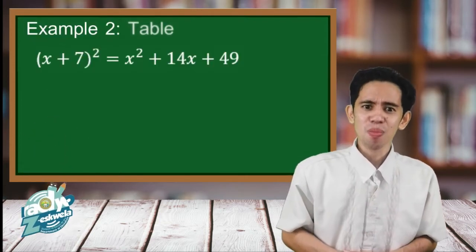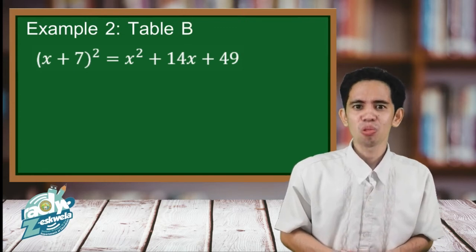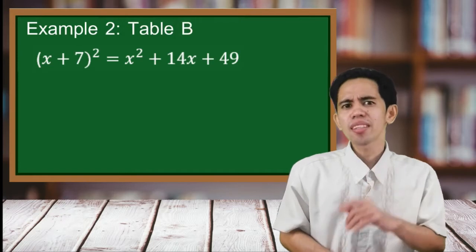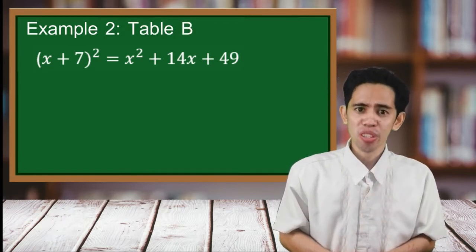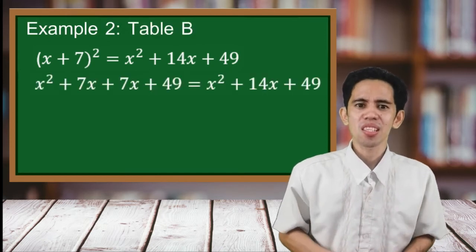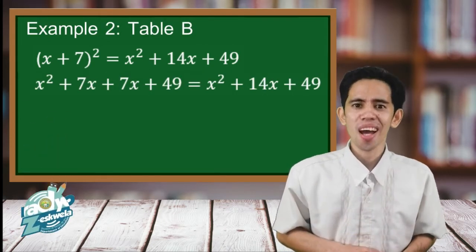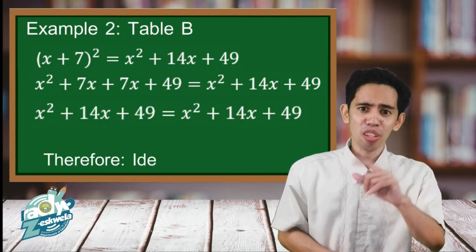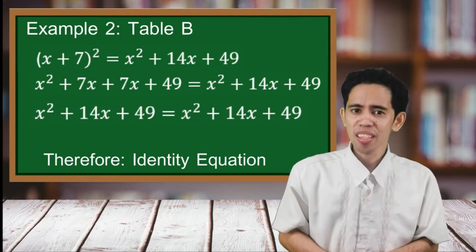For quantity x plus 7 squared is equal to x squared plus 14x plus 49, expand the left part of the equation, which is quantity x plus 7 squared, and that is x squared plus 14x plus 49. Since they are equal, therefore, the equation is an identity equation.